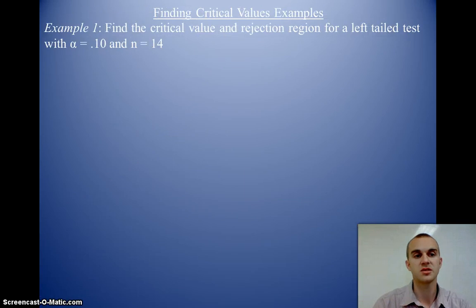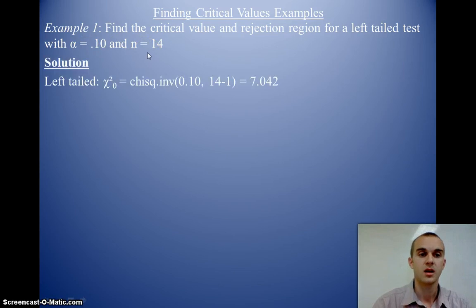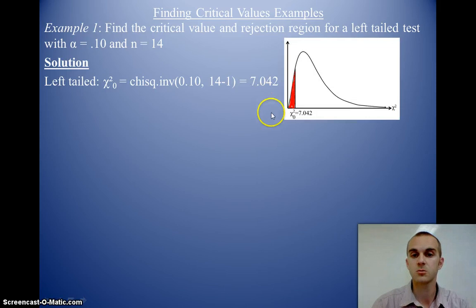Now, let's look at two examples. Say that I want to do a left-tailed test when my alpha is 0.1 and my sample size is 14. So left-tailed, I just plug alpha directly in and I do n minus 1 and I get 7.042. That means my rejection region will be from 0 to 7.042.